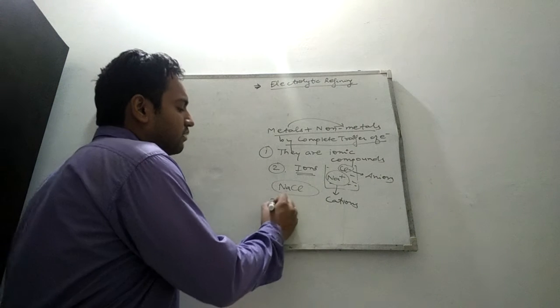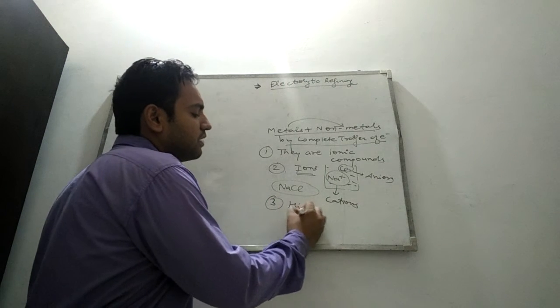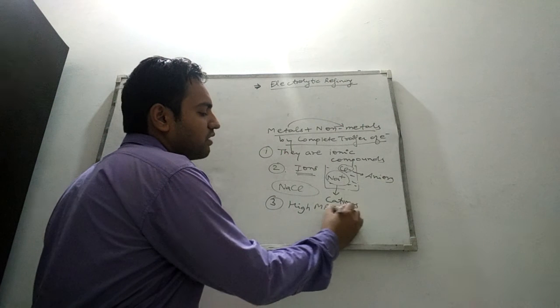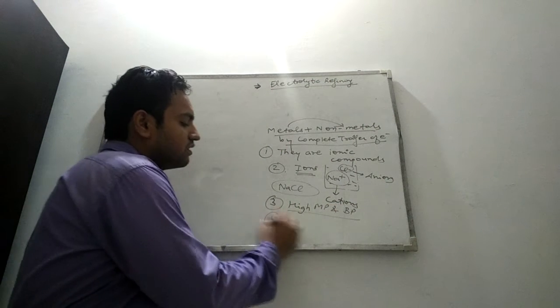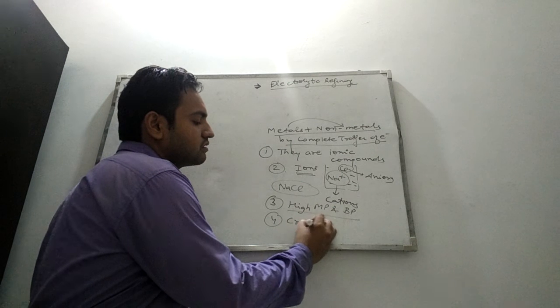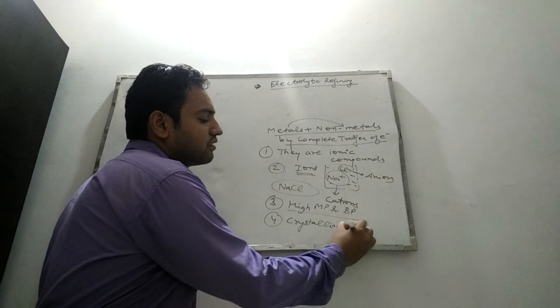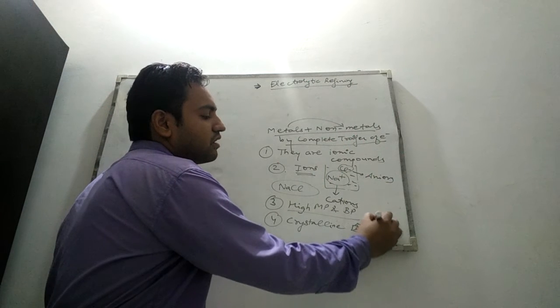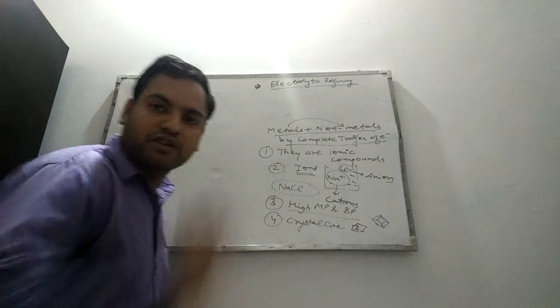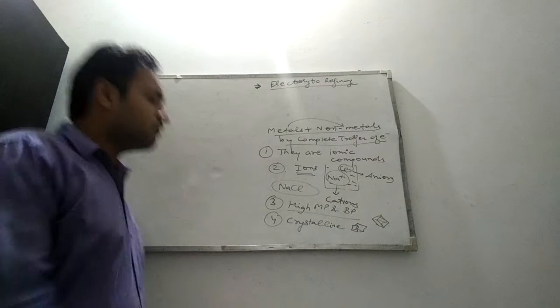The third important property is that they have very high melting points and boiling points. Very important to remember. Okay. Then fourth, they have a crystalline structure. Crystalline means the particles are arranged just like crystals. You can see the pattern in the crystals, the shape of crystals will be there.